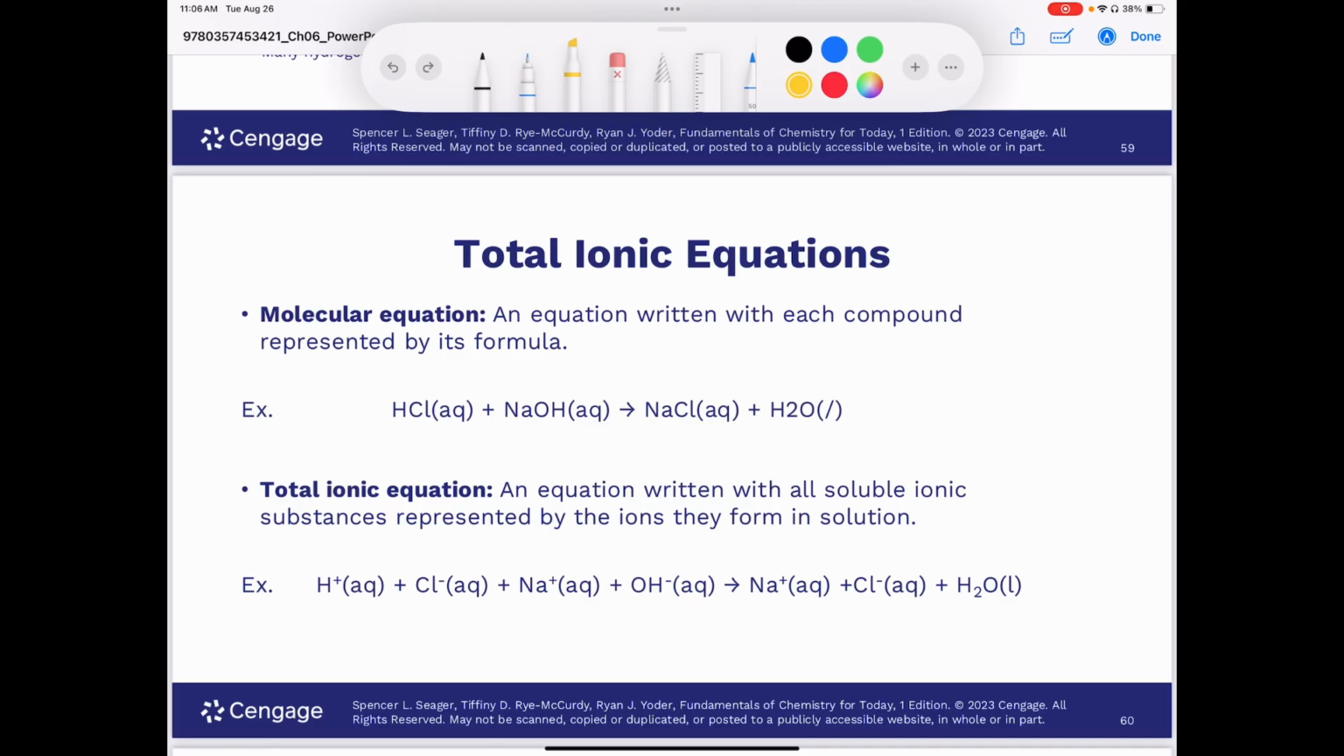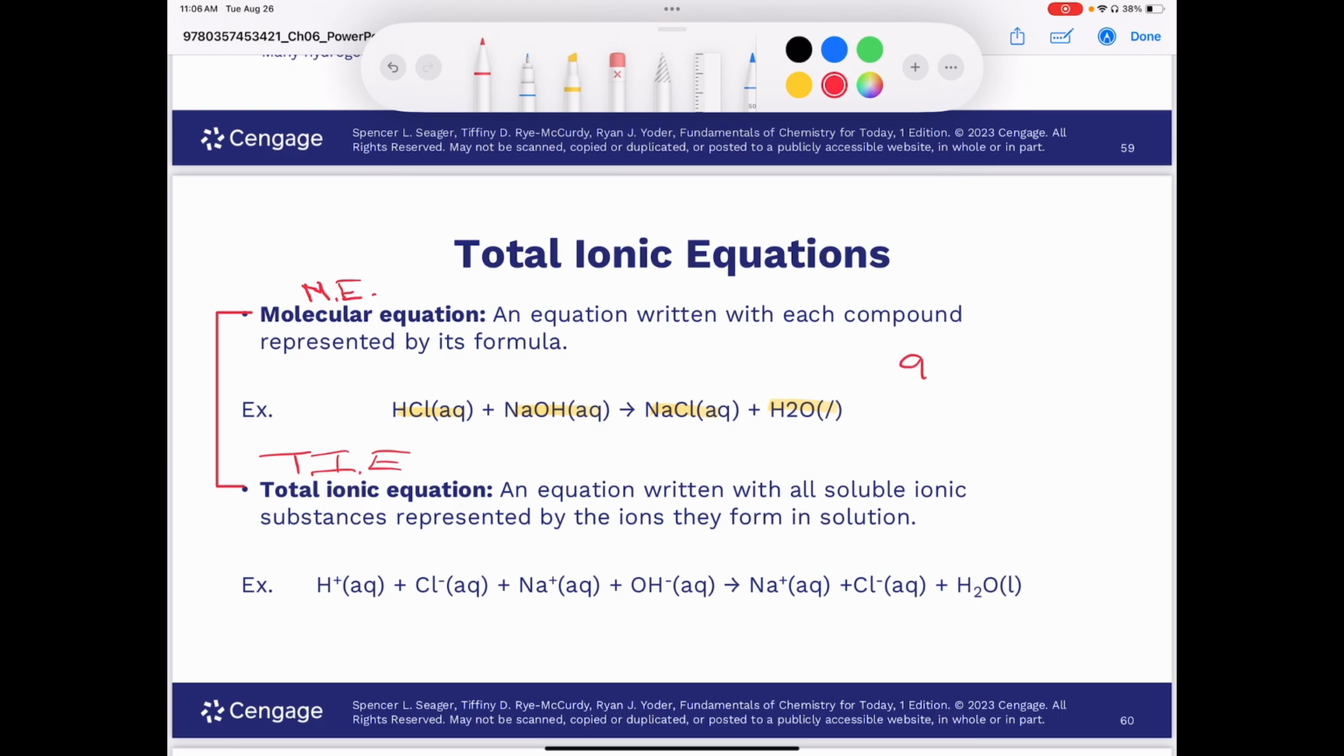We're going to start out with a molecular equation, which is just an equation written with each compound represented by its formula. So here we have hydrochloric acid plus sodium hydroxide gives us sodium chloride plus water. Now we're going to take that molecular equation and make a total ionic equation from it. Sometimes I call the molecular equation just the ME, and I'll call this the total ionic equation.